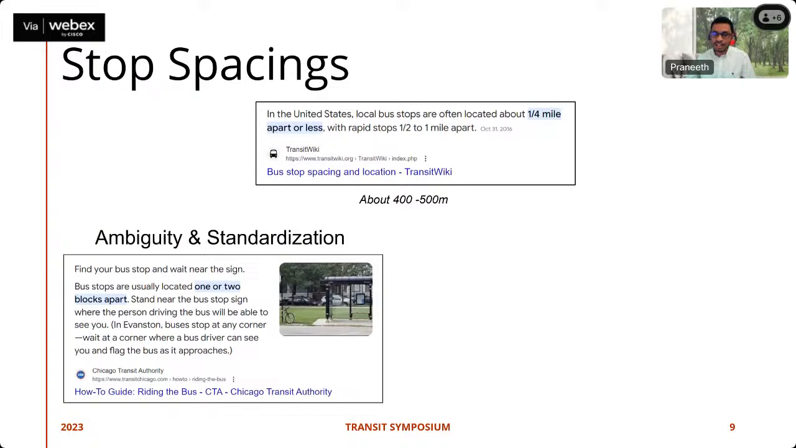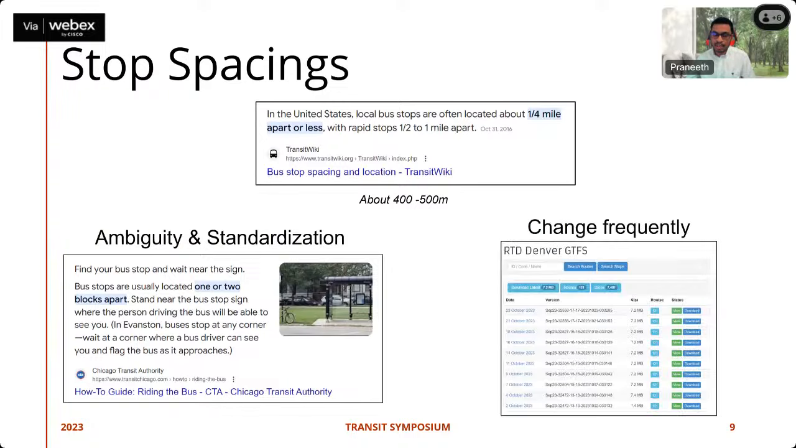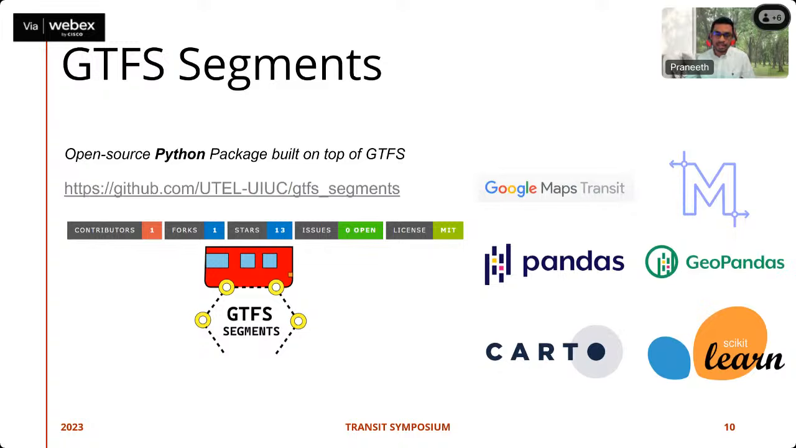And besides that, we were thinking, why not use GTFS to get the most current stop spacings? But the GTFS is also subject to change frequently. For example, RTD in Denver changes its feed about once or twice a week. Since there existed no packages out there, we went ahead and created our own Python package called GTFS segments that is used to calculate the stop spacings. This is built on top of existing libraries like pandas, geopandas, scikit-learn, etc., and uses the Mobility Database to obtain the current feeds.